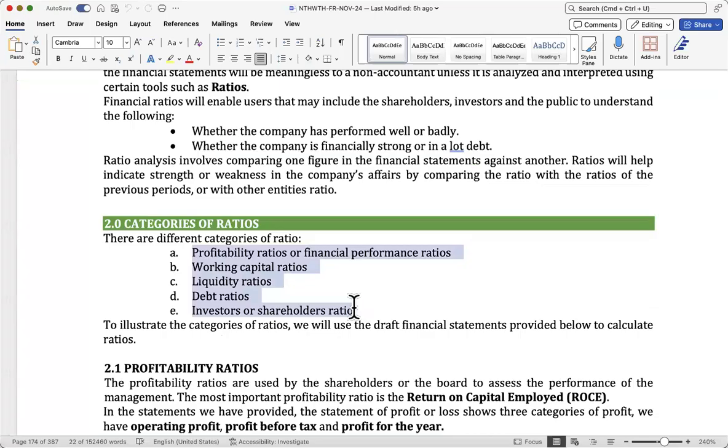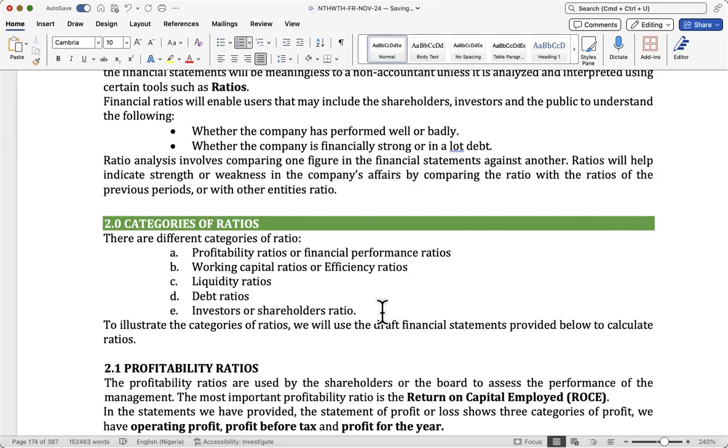The first one is profitability ratios, which you might find the examiner calling financial performance ratios. Then we have working capital ratios. This one, you will find your examiner calling efficiency ratios. We also have liquidity ratios. We have debt ratios, and we have investors ratios.